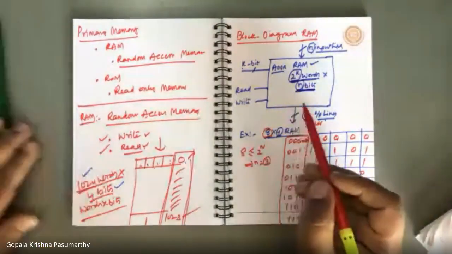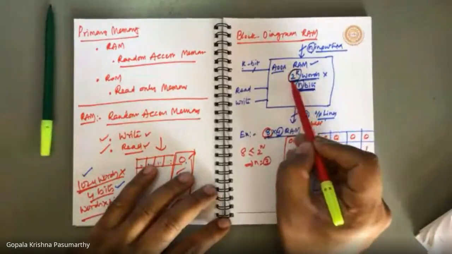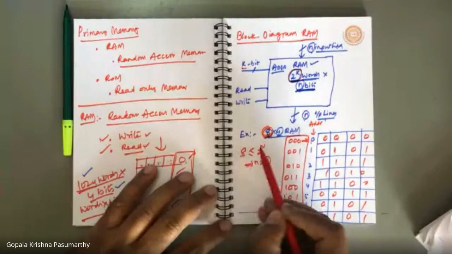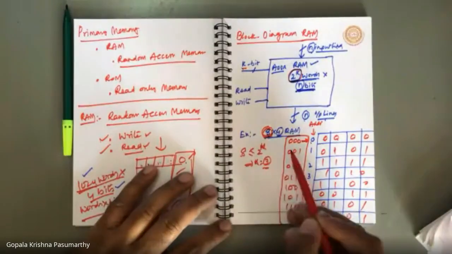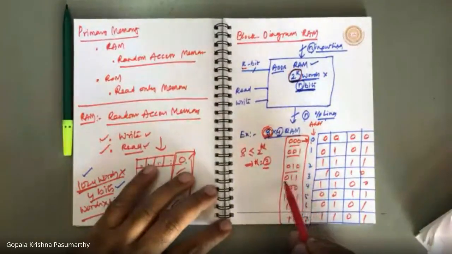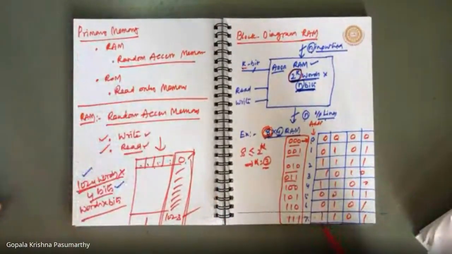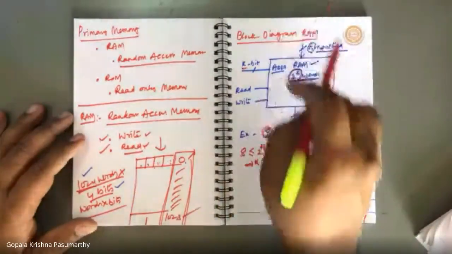See, random access memory, if the number of words is 2 power k, address is k bits. In this example, how many words? 8 words. 8 is less than or equal to 2 power k. The k is 3. That's why, see, address is 0, 1, 2, 3, 4, and so on. So this is the content. This is how we will understand the block diagram of RAM.